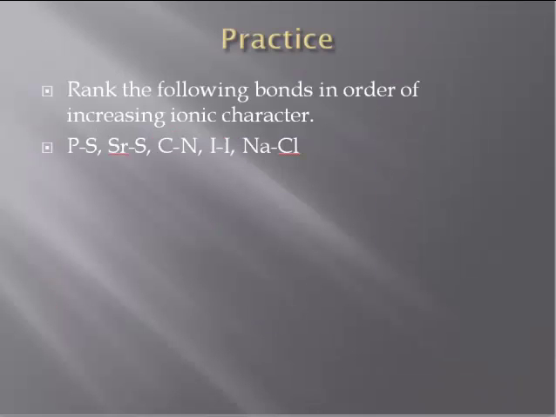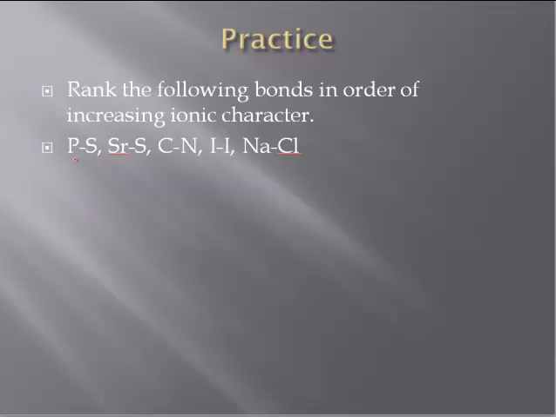All right, rank the following bonds in order of increasing ionic character. Take a moment to do that. Okay, now doing this without a periodic table is tough. It would be really tough unless you had it memorized. But doing it without a chart, you just have to get a general idea of what's going on.